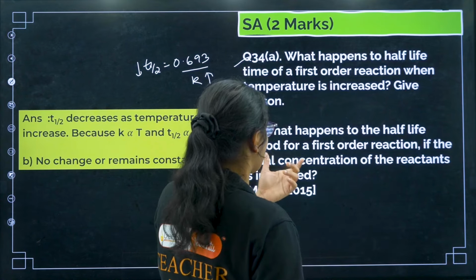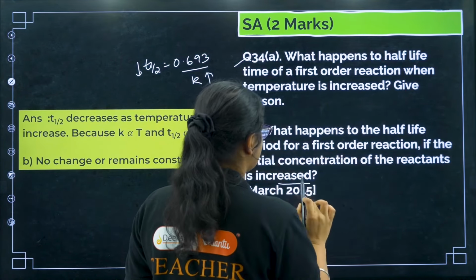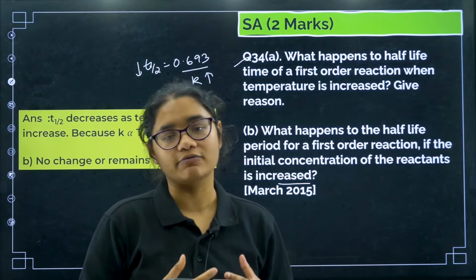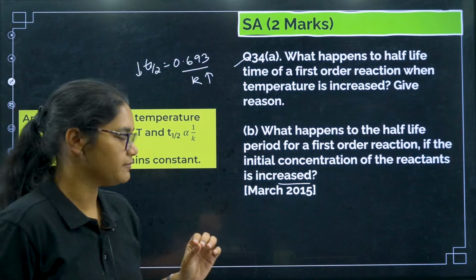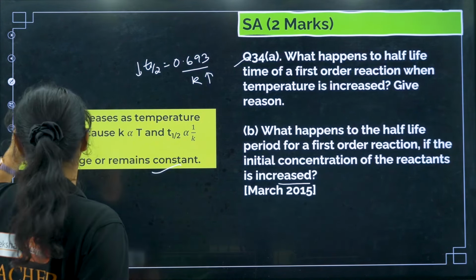Next, what happens to the half-life of a first order reaction if the initial concentration of the reactant is increased? See, the half-life of a first order reaction is independent of the initial concentration, so it will remain constant. It does not depend on the concentration.